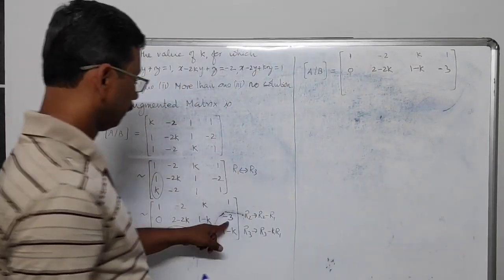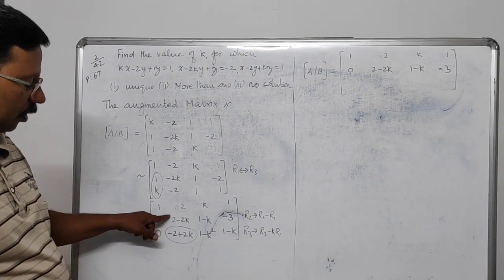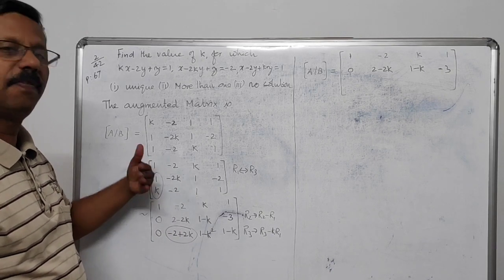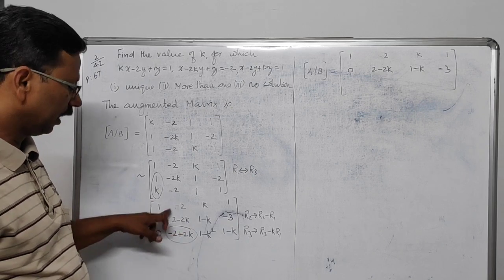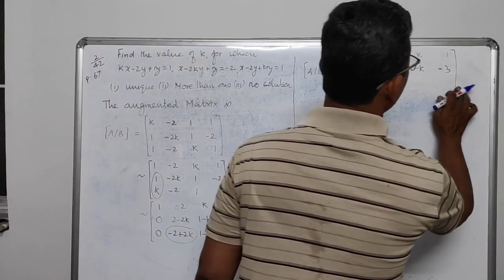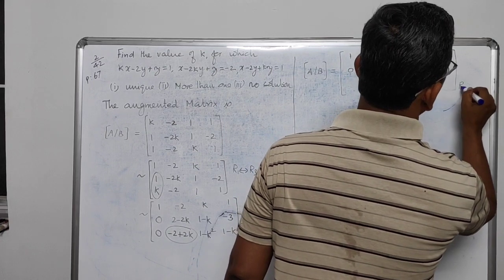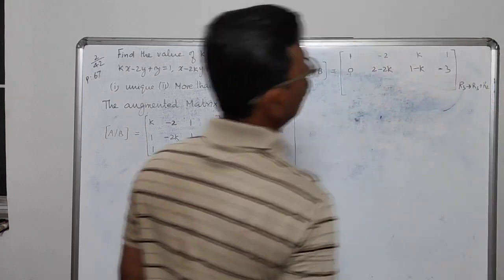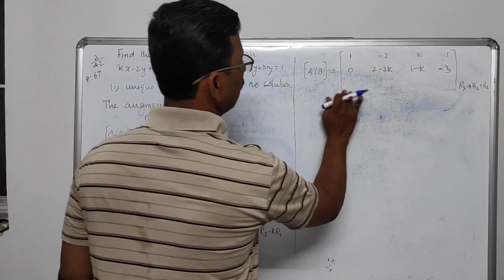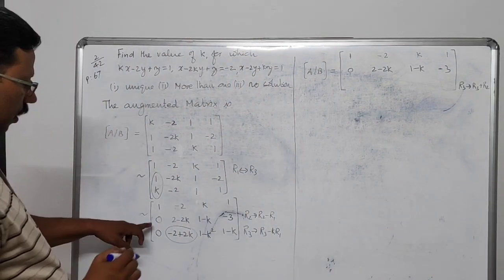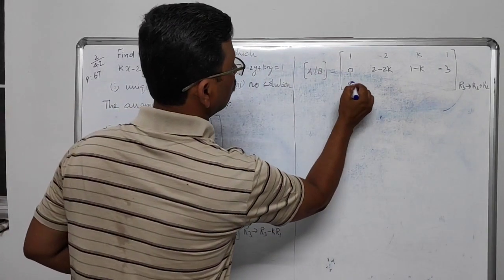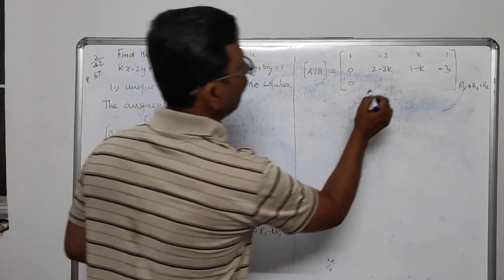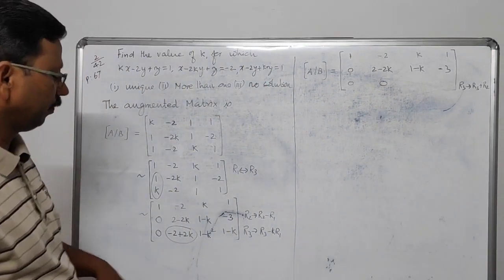Now you want to make this element 0, which means I have to use the previous one. This is minus 2k and this is plus 2k; they have different signs. Therefore, if you add them, this element will become 0. Therefore, you can write R3 gives R3 plus R2. Now 0 plus 0 gives 0, plus 2 minus 2, and the minus 2k can also be cancelled, so you get 0. Then here you are adding.